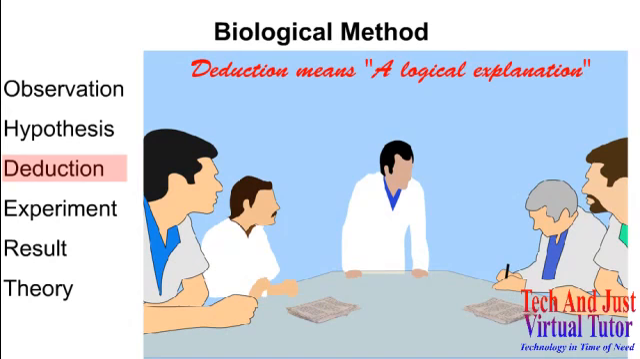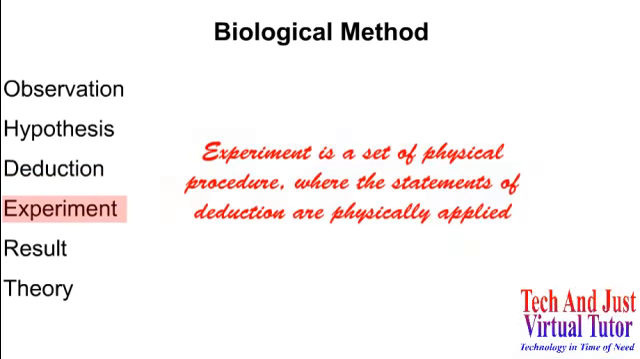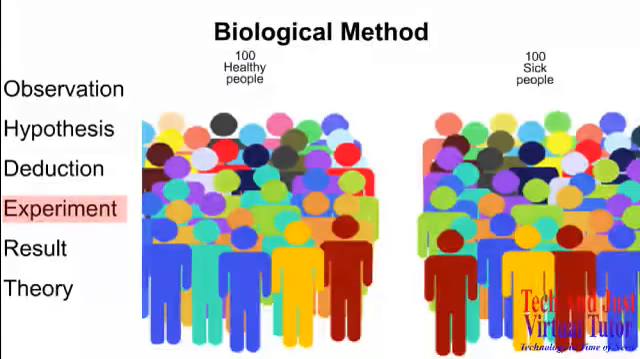In our example, the deduction was that if Plasmodium is the cause of this disease, then healthy people should not have Plasmodium in their blood. Now, after the deduction comes experiment. Experiment is a set of physical procedures where the statements of deduction are physically applied. Having said that, the medical team decided that they would conduct a survey and check the blood samples of 100 sick people as well as 100 healthy people.